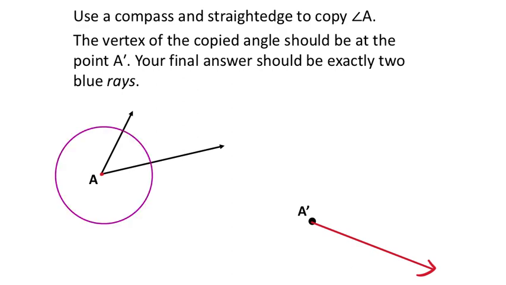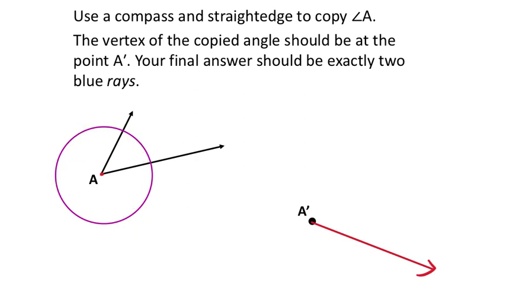So on the assignment, what you would do is you'd click on A right here. This is on the original angle, and just drag it out until you have a circle that is definitely going through both of these rays. Now, if you drag it too far out, you may have to extend this line yourself, which we don't want to do. It's just a little extra work.